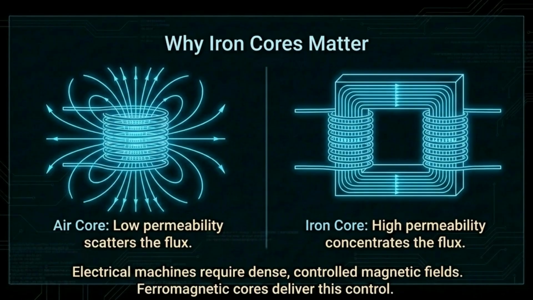Iron cores are crucial because low permeability air cores scatter flux. High permeability ferromagnetic cores concentrate the flux, which is essential for dense, controlled magnetic fields in electrical machines.